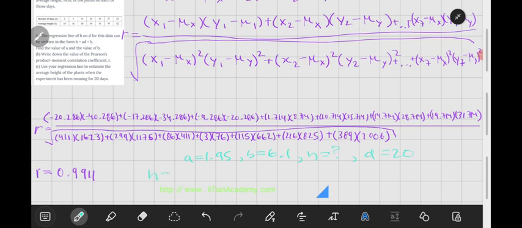So we say that h is equal to AD plus B, right? So we say 1.95 times D, which is 20, plus B, which is 6.1. And we plug this into our calculator, and we should find that at this day, the approximate average height of the plants will be 45.1 centimeters. And that is all for this question.